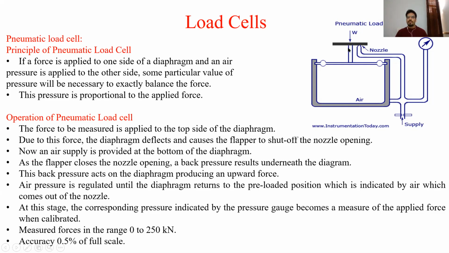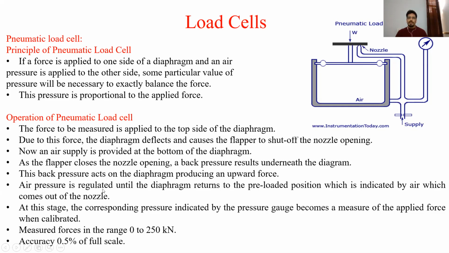Due to the application of the force, what will happen? This diaphragm gets deflected, and this load will compress this diaphragm downward, and hence the opening of the nozzle is closed by this flapper arm. Now what will happen? We will supply air to the bottom of the diaphragm. We will open the air supply from this point, and we will supply the air to push that diaphragm up. As the flapper closes the nozzle, a back pressure builds under the diaphragm. This back pressure acts on the diaphragm and produces an upward force.